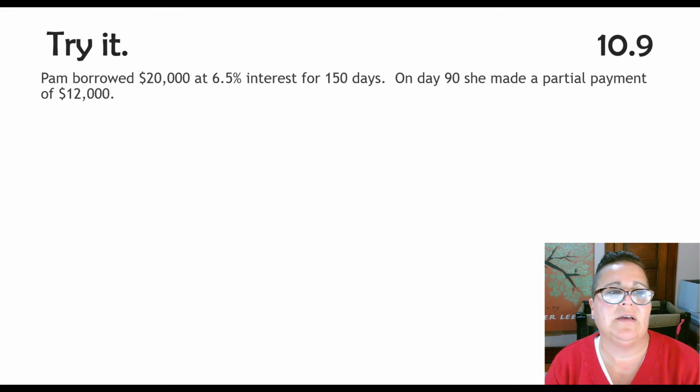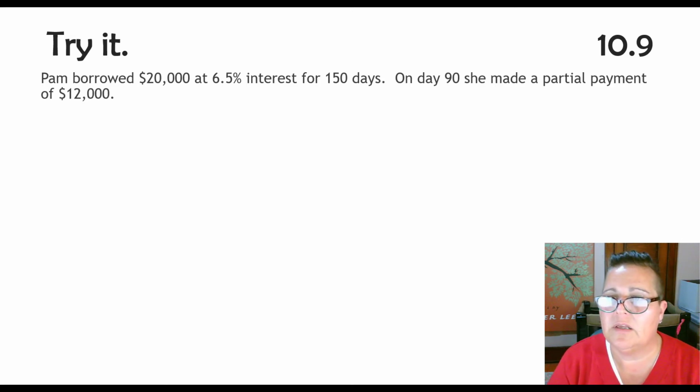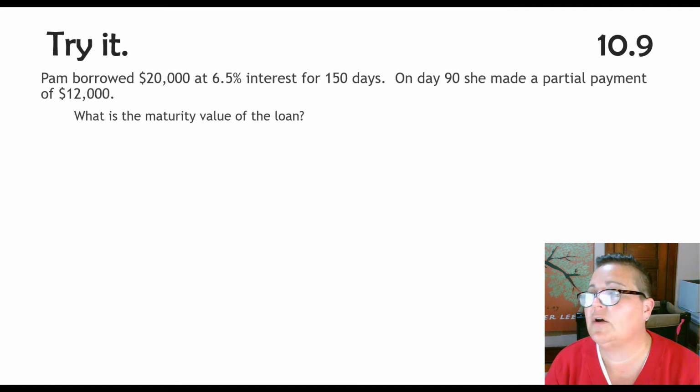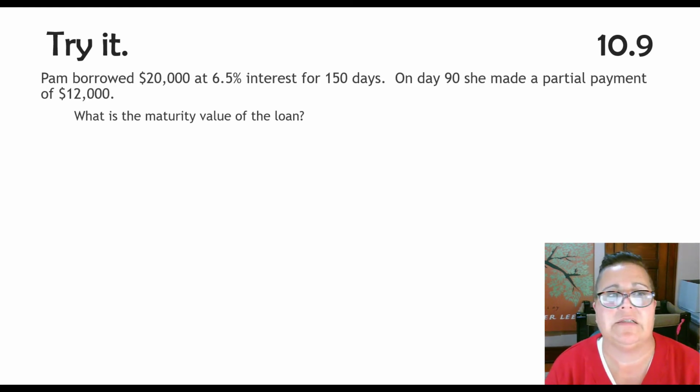Pam borrowed $20,000 at 6.5% interest for 150 days. On day 90, she makes a partial payment of $12,000. So what is the maturity value of the loan? And when I'm asking that, I'm asking you about initially the maturity value of this loan. Without any partial payments, what would the maturity value of the loan be?